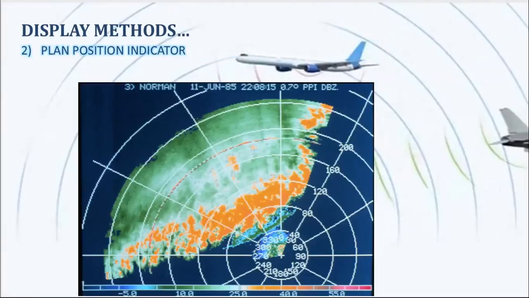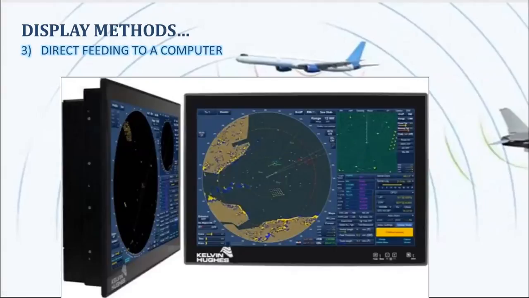In the next point, I'll discuss the plane position indicator. Here, some positions are shown in the position indicator. The PPI display shows a map of the target area. Here, we should mention main runways, parked aircraft, control tower, aircraft landing, and radar site. And the next one is direct feeding to a computer, in which we'll get the signal directly through the radar on our computer.